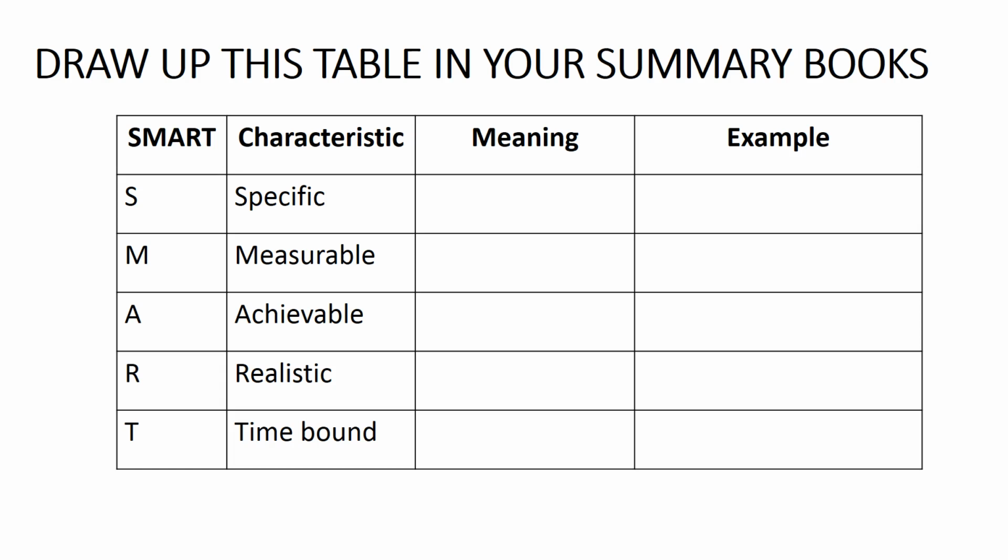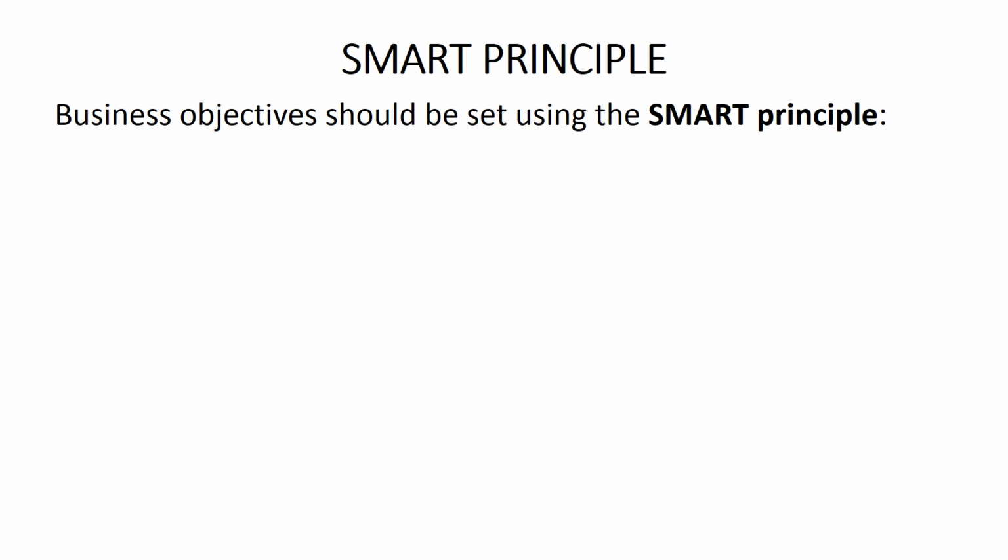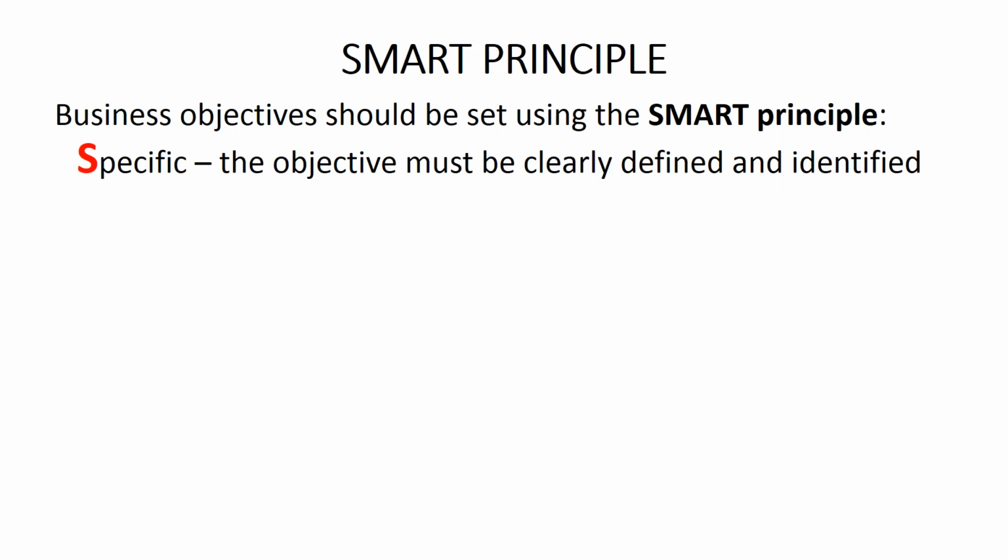In listening to the commentary on the next slide, you need to be able to fill in the third and fourth columns of this table. Well, let's look at each of these characteristics of a business objective in more detail. First, S for specific. The objective must be clearly defined and identified.